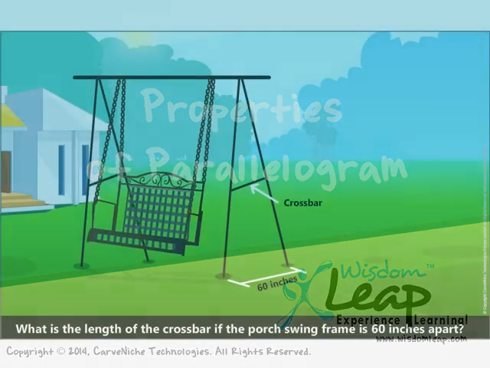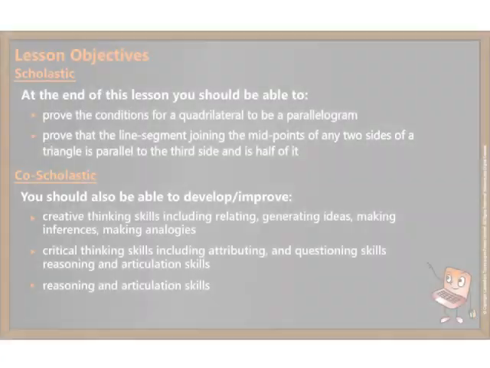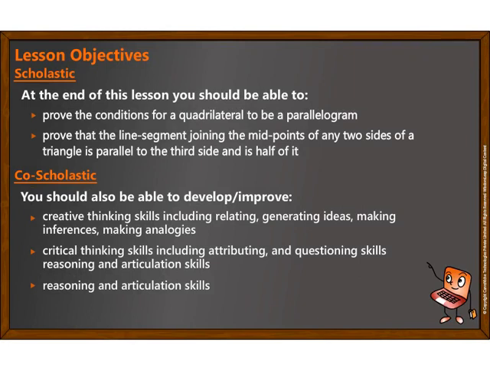What is the length of the crossbar if the porch swing frame is 60 inches apart? At the end of this lesson, you should be able to prove the conditions for a quadrilateral to be a parallelogram. Prove that the line segment joining the midpoints of any two sides of a triangle is parallel to the third side and is half of it.